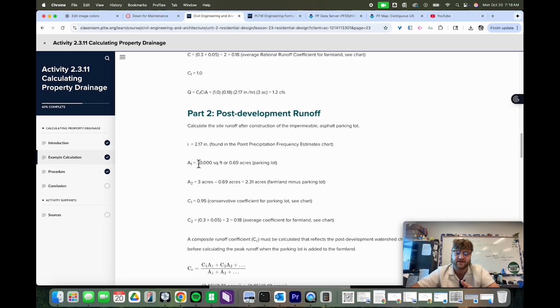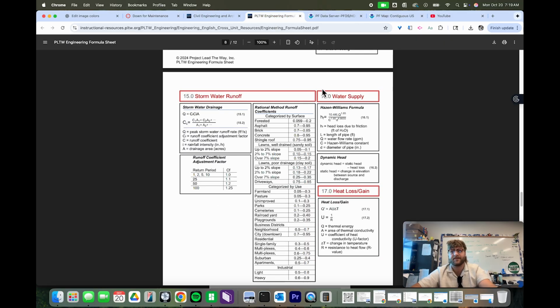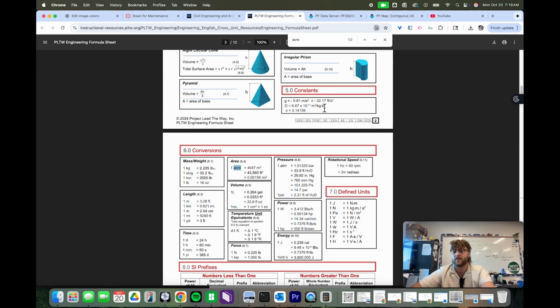And so they have this where the I still remains the same, right? Because it's still a 10-year return period that lasts for 1 hour. The area, they have it as 30,000 square feet. And so this is where in our equation sheet, we can type in acres, right? So we want to convert this to acres. So as you can see here, 1 acre is equal to 43,560 square feet.